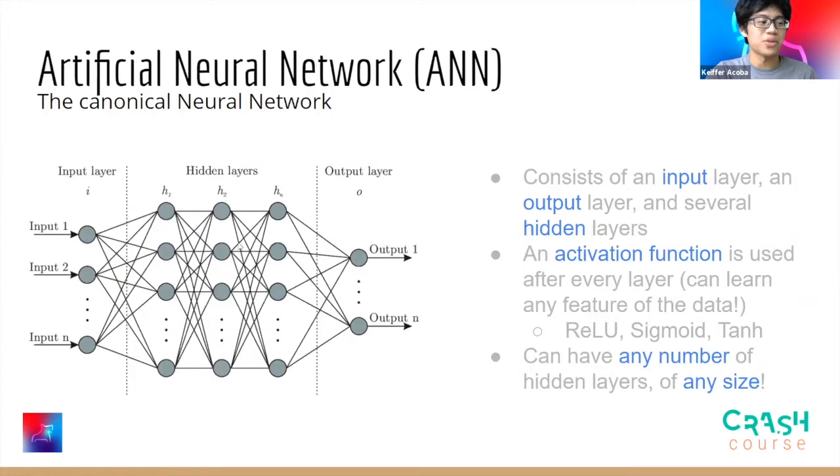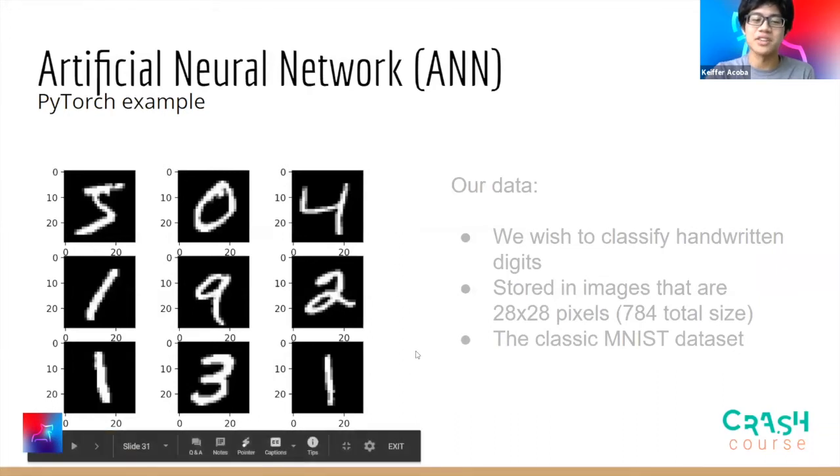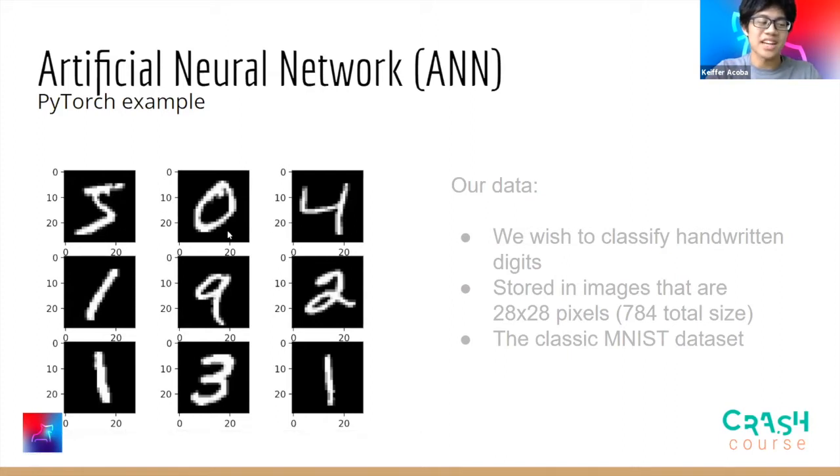So like I said before, you can have any number of hidden layers of any size. So I'm going to go over a PyTorch example. Let's say I'm going to use the digits example again. Let's say we have a set of some handwritten digits, and they are stored in images that are size 28 by 28. This is actually a very classic data set called the MNIST data set.